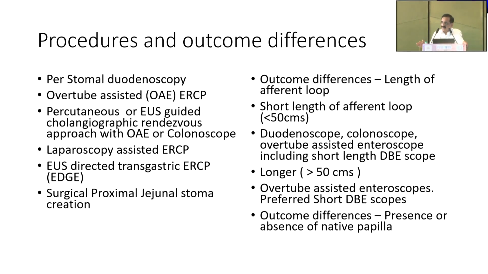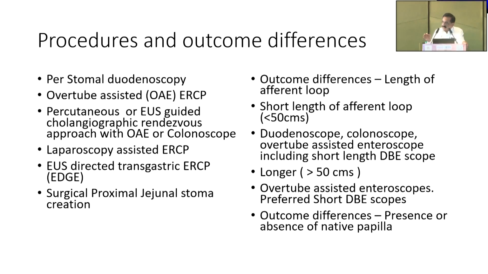While these different procedures have different outcomes, what factors in a surgical anatomy make sure that you have a successful ERCP? When you have a short length of the afferent loop, you have a far wider variety of scopes available to you, and you can perform the ERCP far more successfully than when the length of the loop increases. The loop could be 100 centimeters, 150 centimeters, or more than 200 centimeters, especially in gastric bypass procedures, and the success rate declines with the length of the loop in this situation.